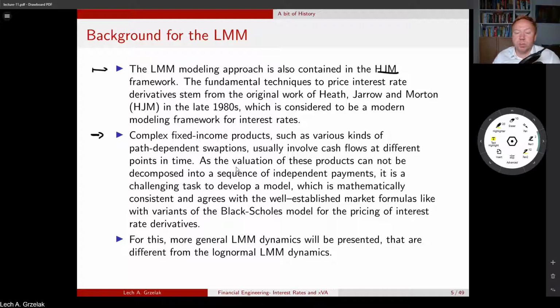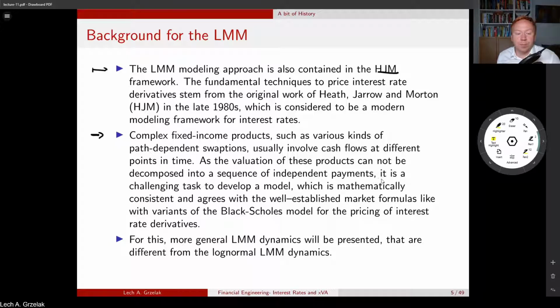As the valuation of these products cannot be decomposed into a sequence of independent payments, this is the case, for example, as we have in a swap rate. In a swap rate, we have a sequence of payments that take place over some time. So that's always beneficial. If you have a sum of payments, you can decompose them and price them individually. And this is what we have done for the swap rate, where each individual swap payment was evaluated under its own measure. So in that case, we don't need the LIBOR market model. We can simply rely on individual expectations.